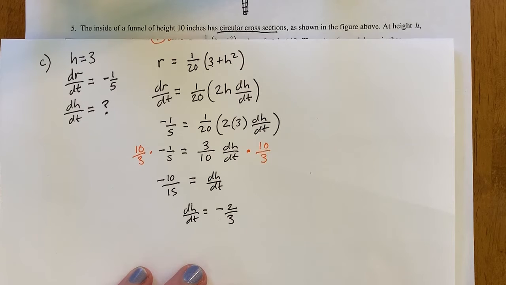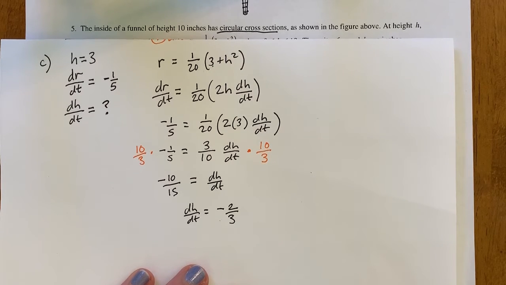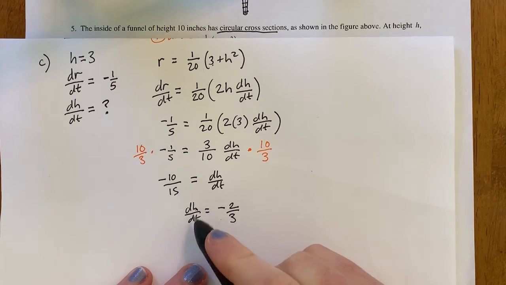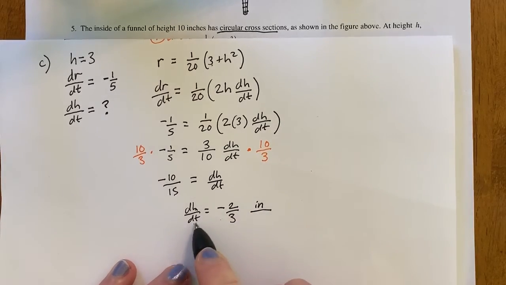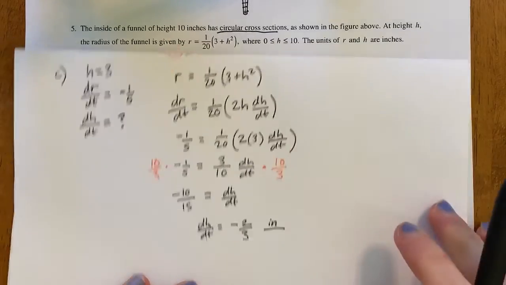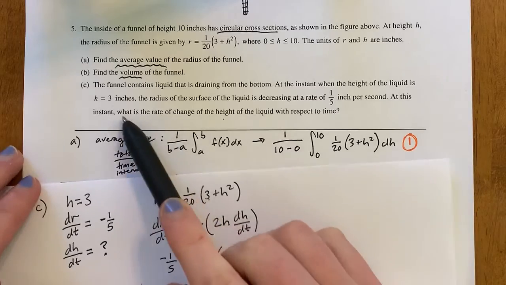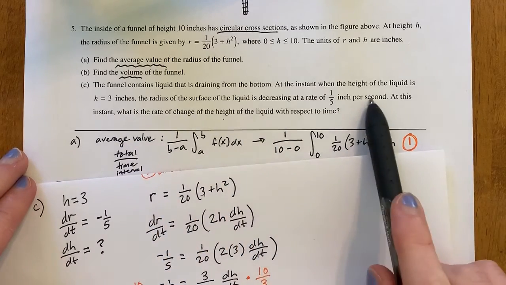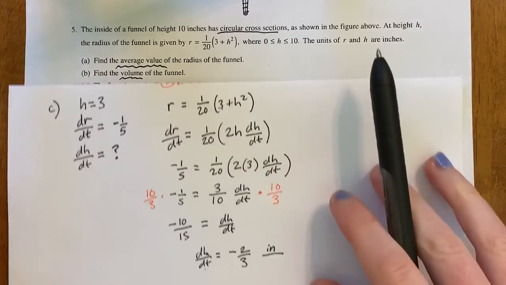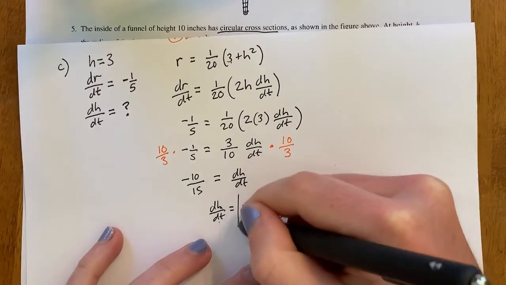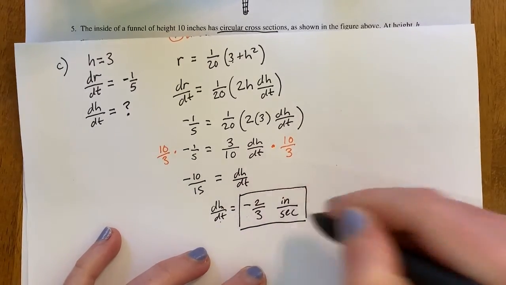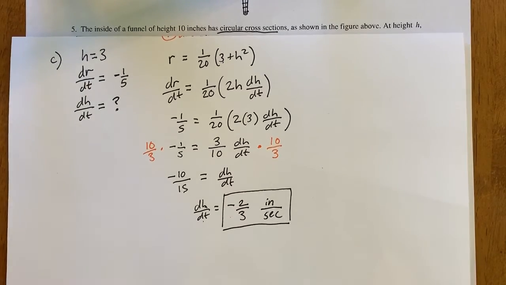And so that's my answer, but remember, you always need units if there are units in your problem. So it's the change in height over time. So my height unit was inches over my time unit. Let's see. If I read the problem, found it. My time unit is in seconds. So this is inches over seconds. And that is your final answer.